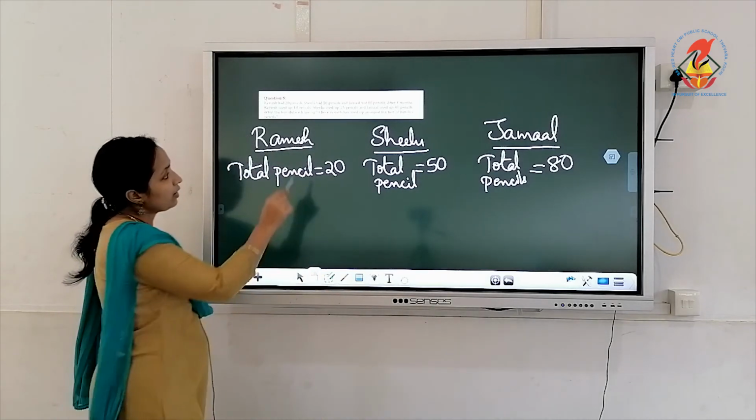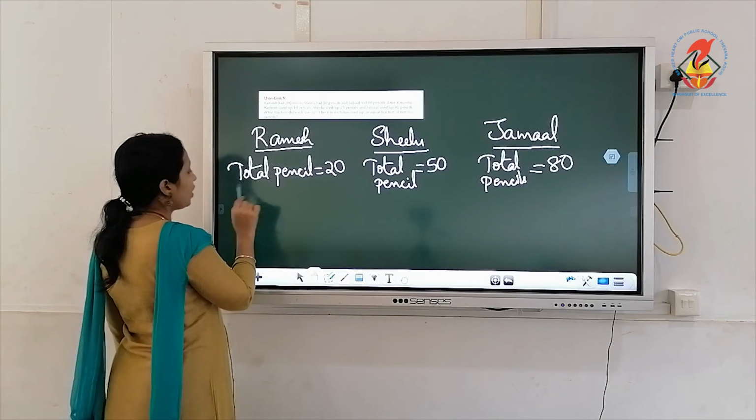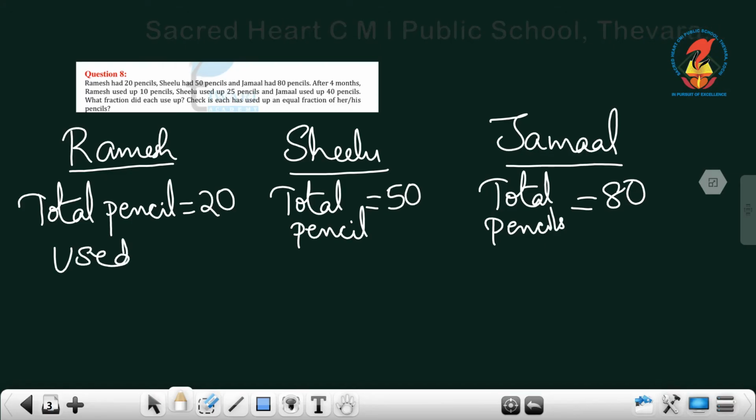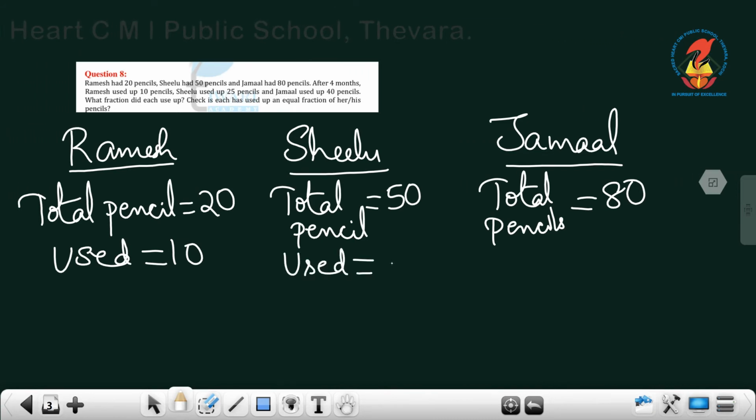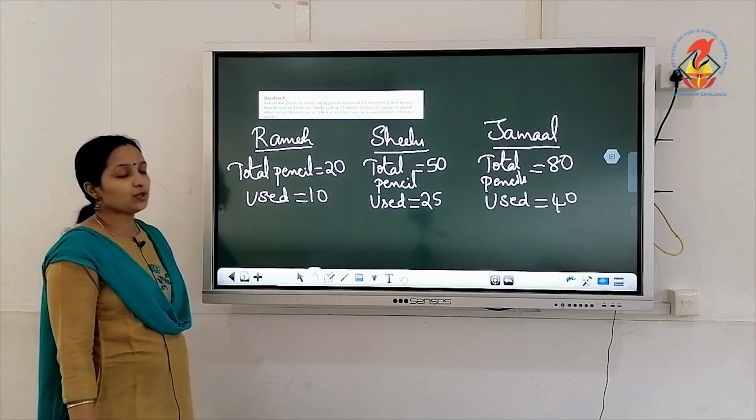Now what you have to do, after 4 months, Ramesh used 10 pencils. So how many pencils did he use? He used 10 pencils. And how many pencils did Sheelu use? 25 pencils. And Jamal used 40 pencils. Okay. And what is the question? What fraction did each use up?